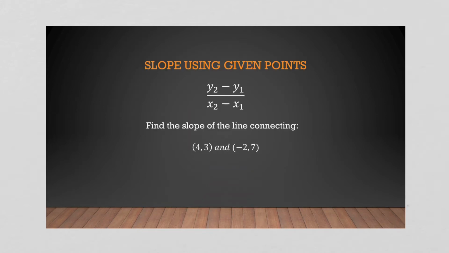The big one here is, given 2 points, we know this equation right here: y2 minus y1 over x2 minus x1. And remember that those little ones and twos just mean point 1 and point 2. And you can choose which one to be which. It doesn't matter. You'll get the same answer.